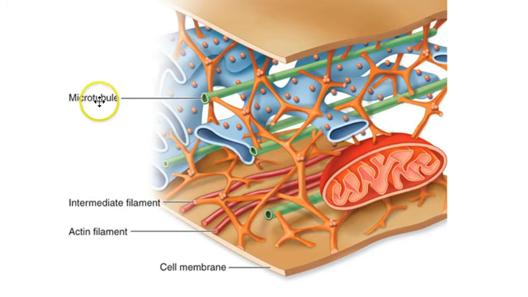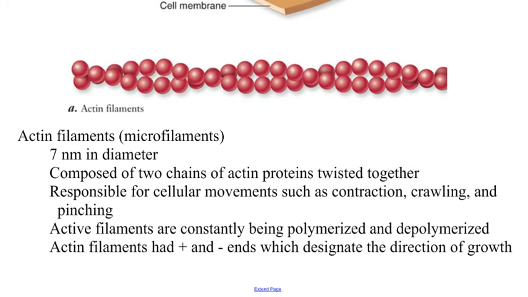Of course, the microtubule is going to be the big ones, actin is going to be the small ones, and so intermediate filaments get their name because they're intermediate in size. All right, so let's look briefly at each of these. The actin filaments are actually made up of these 2 long strands of proteins here. They're very small, only 7 nanometers in diameter. The 2 chains are twisted together.